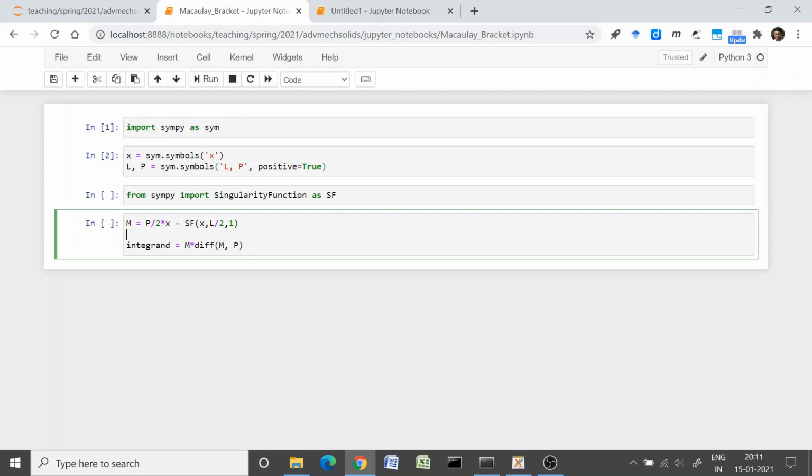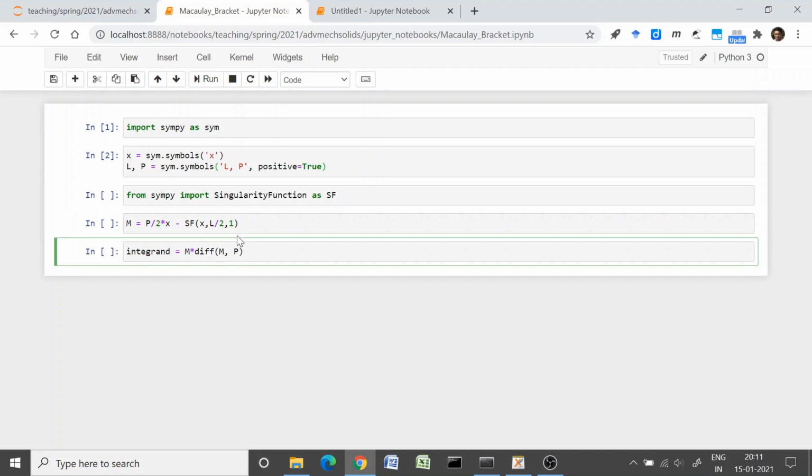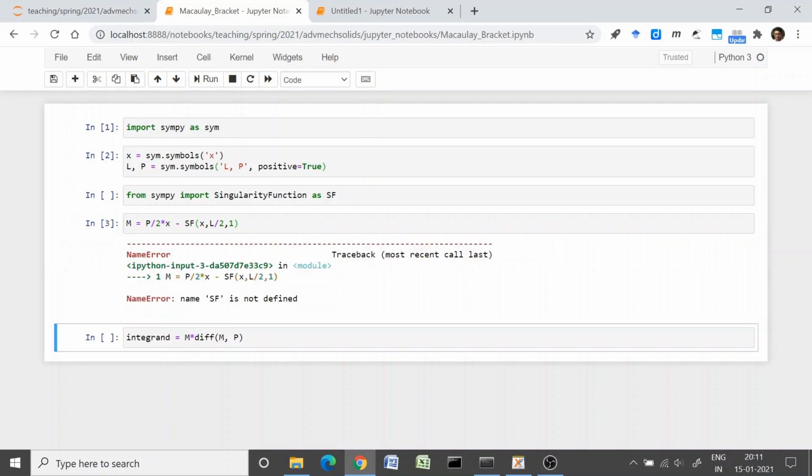Now please note that I'll show you something. I'll come to the integrand part a little bit later. So let's say that we write it like this. Sorry, I did not press enter here.